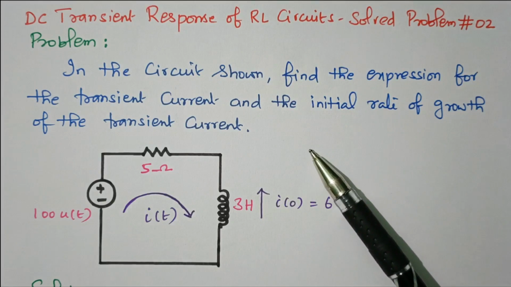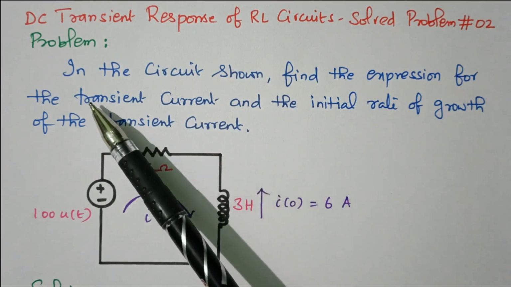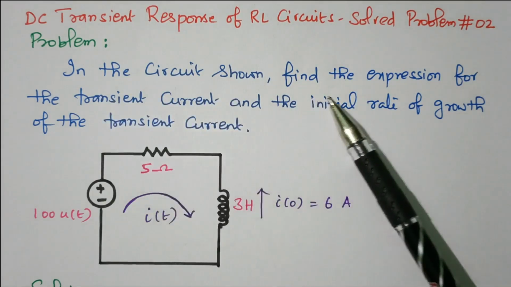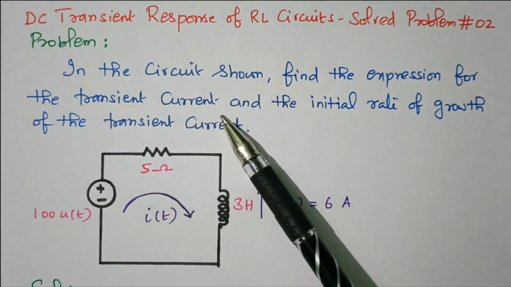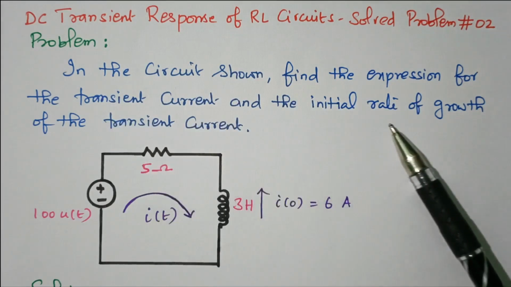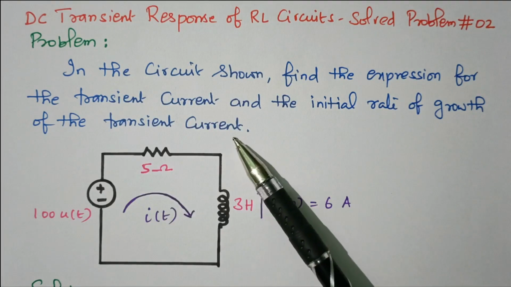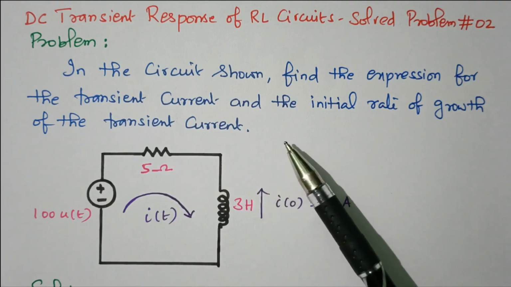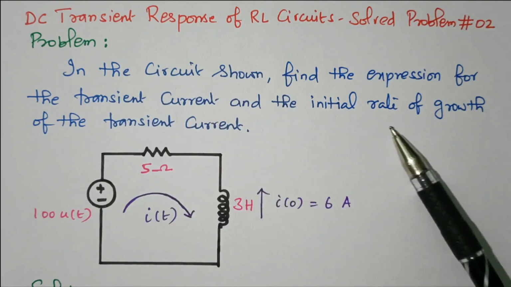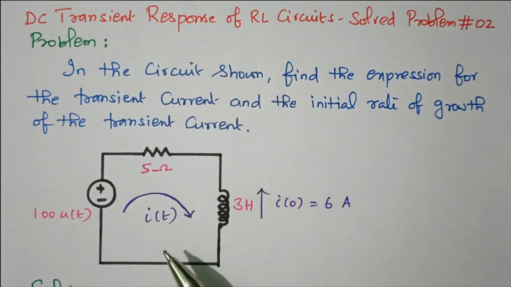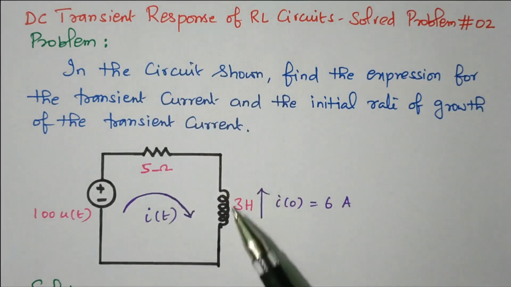Now we'll go to the problem. The problem statement is: in the circuit shown, find the expression for transient current and the initial rate of growth of the transient current. We need to find the two values, the transient current and the initial rate of growth of the transient current. The given circuit is the RL series circuit.